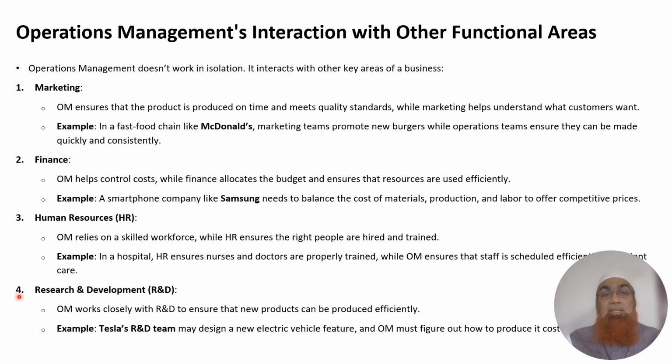Similarly, research and development. Operations management works closely with research and development to ensure that new products can be produced effectively. For example, Tesla's R&D team. Of course, this team will be hired by the HR department, but they are the people who will keep working on various different types of features, functionalities, and based on the need of the people, what can be modified, what can uniquely place the product in the market. So whether it's on the product, the cost, the efficiency or being error free, the R&D team is going to work on that.